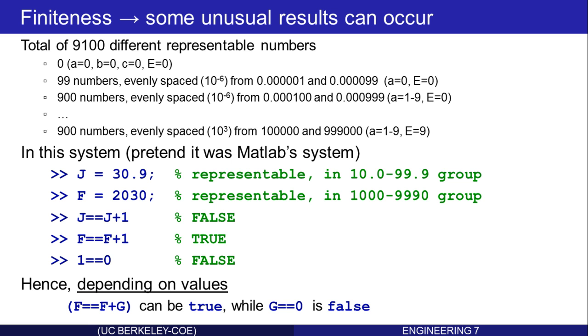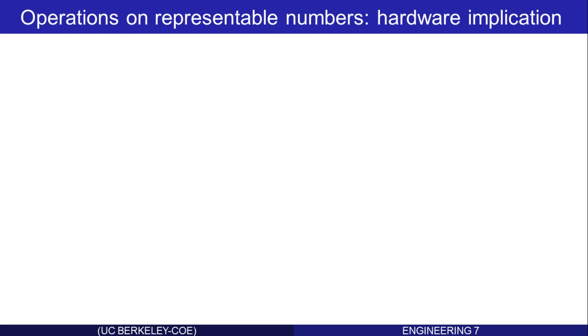Normally, for arithmetic, the cancellation rule holds. If F = F plus G, then I can add negative F to both sides, and clearly G will equal 0. But in this case, the cancellation rule doesn't always hold, and that's predominantly due to the finiteness of the number system. Let's talk a little bit more about expectations.